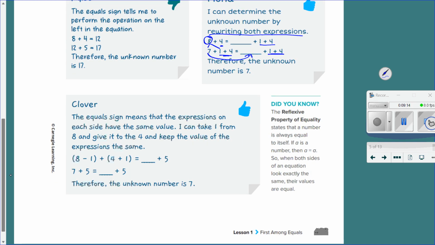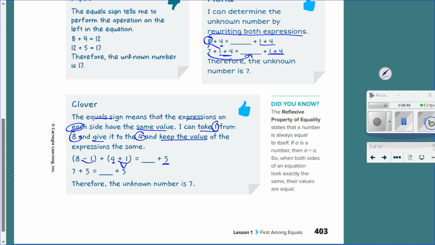Clover says the equal sign means that the expressions on each side have the same value. I can take 1 from the 8 and give it to the 4 and keep the value of the expression the same. She said, okay, I have 5 on this side, I had a 4 on this side, so I'm going to take a 1 away from the 8 and add it to the 4 so that I can get my 5 here. Does that make sense? Okay, here's the key. She added 1 and subtracted 1 on the same side of the equation. If I have 1 and I take 1 away, what have I got?